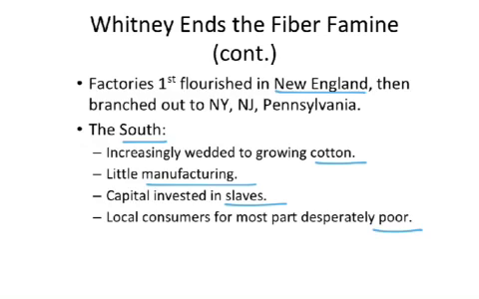The factories first flourished in New England and then branched out to New York, New Jersey, and Pennsylvania. The South, though, grew increasingly wedded to growing cotton, and there was very little manufacturing developing. Most of the capital of the South, meaning money, was invested in slaves, and local consumers, for the most part, were desperately poor.